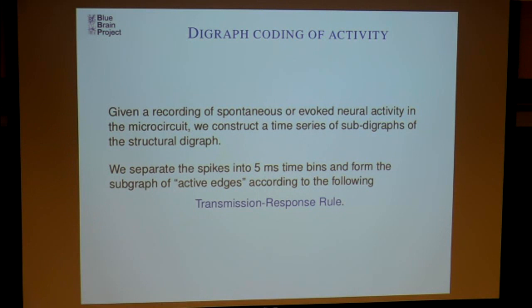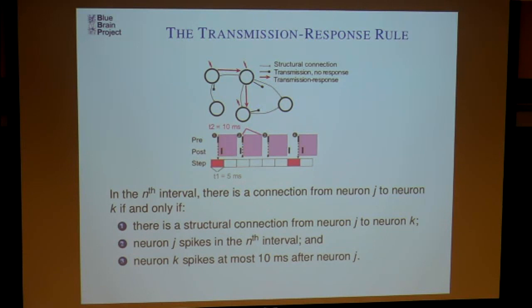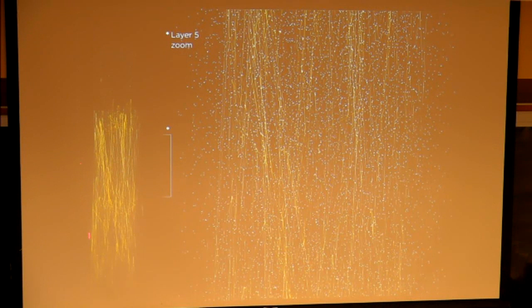So what we decided was that you'll say that an edge is active if, well, it has to be there. It has to be a structural connection. So if the source neuron spikes in that interval, and the sink neuron spikes at most 10 milliseconds after the other one. This is just an approximation to causality, but it turns out to be, based on other experiments we've done, not a bad approximation. So we figure out for each time bin what's the active subgraph. And this is to give you some idea of what an active subgraph would look like. Here we're looking at the microcircuit, and we're including the edges that are colored here.